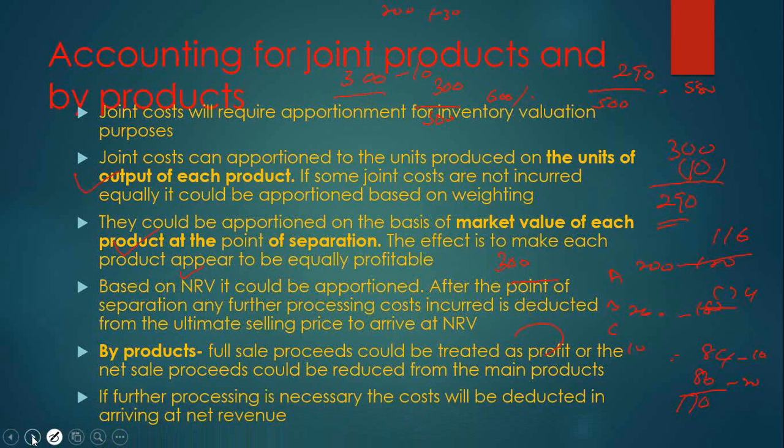If processing is necessary, the cost will be deducted in arriving at the revenue. For the main two products, generally there is further processing available. Maybe you have to put on a new label or a new bottle, that is what we call further processing. Whatever that further processing is, you have to add it to the joint cost to arrive at your profit.